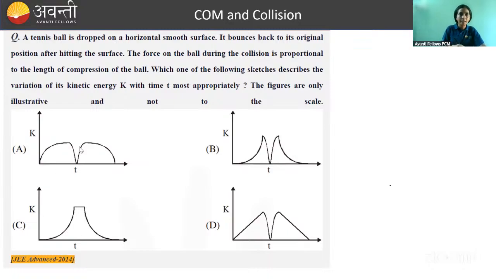क्वेश्चन क्या है देखो. There is a tennis ball and that is dropped on a horizontal smooth surface. So you're dropping it. Let's say its initial velocity is zero. Dropping means initial velocity is what? It's zero. Himansu, yes. So its initial velocity is zero. अब क्या हुआ, इसको तुमने किया ड्रॉप. ठीक है. It bounces back to its original position after hitting the surface. The force on the ball during the collision is proportional to the length of compression of the ball. तो यहाँ पे एक चीज हो रही है.